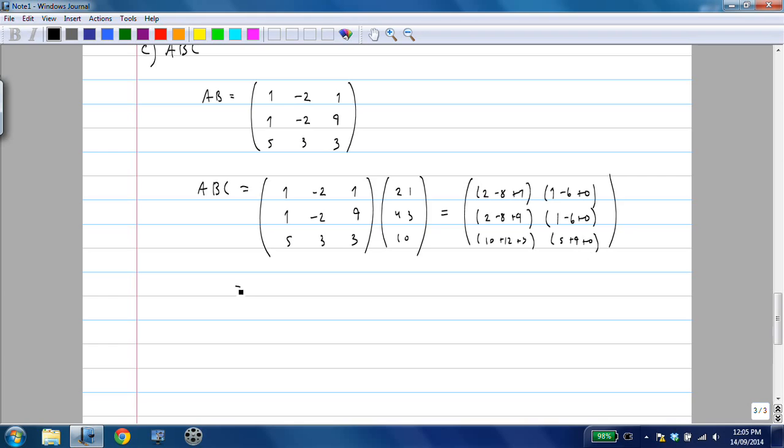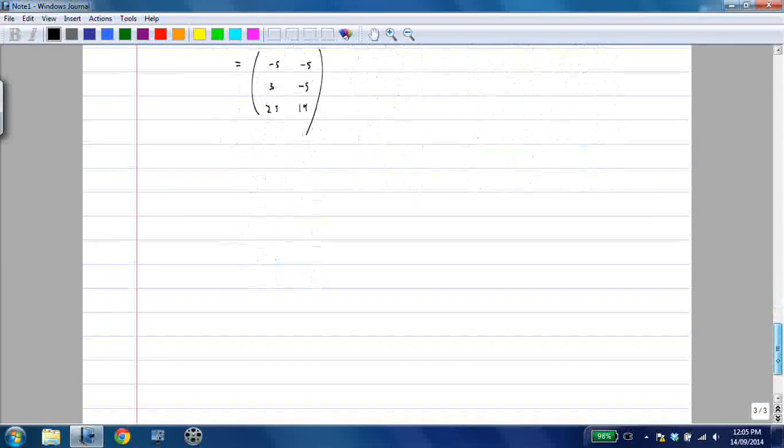Okay, so when you work this out, you get a 3 by 2 matrix. -5, -5, 5, -5. I mean, this is 3. Yes. This should be a 3. 25 and 14. Okay. So that's ABC.